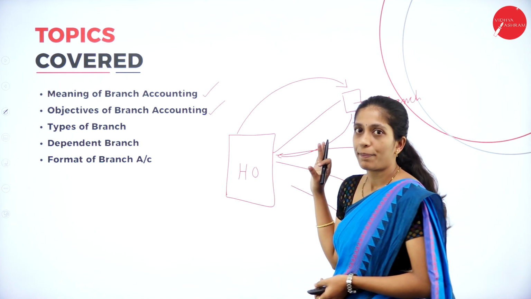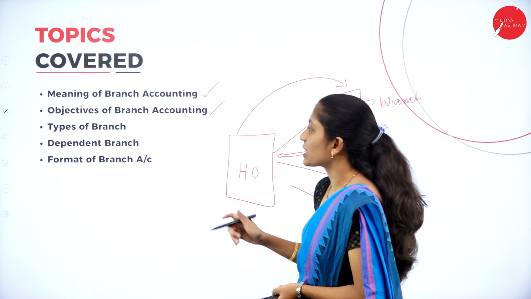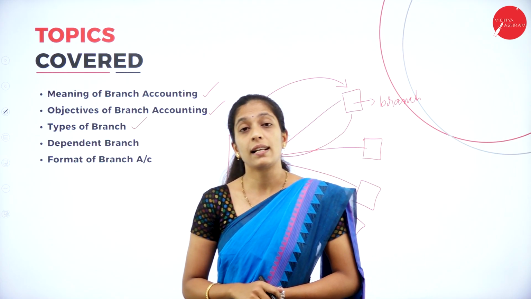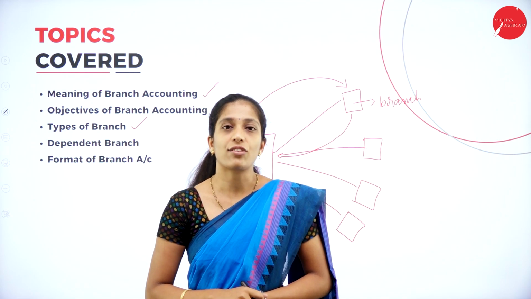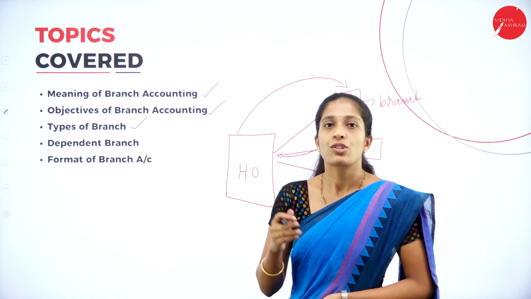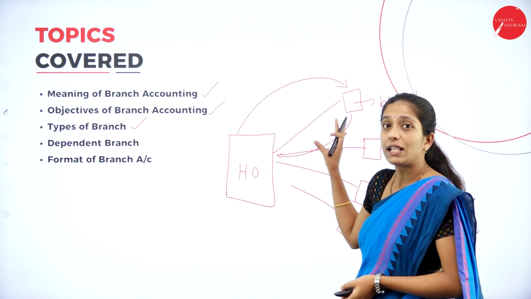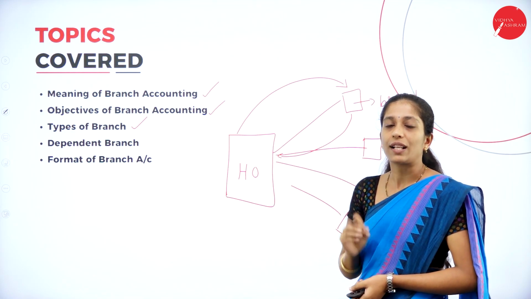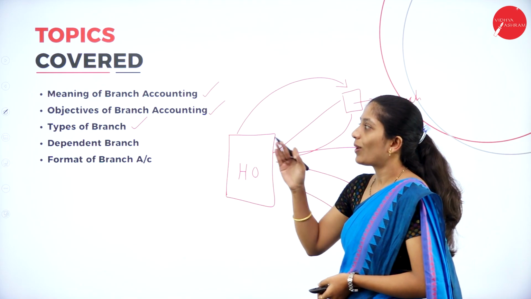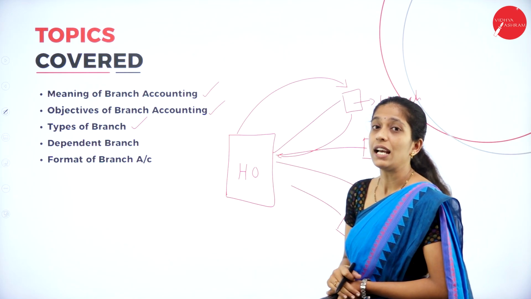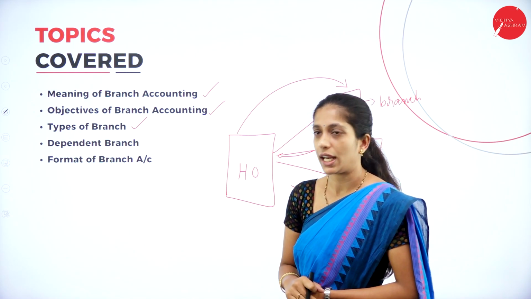So this is about branch accounting, and we have studied types of branch, where there are various types like independent branch, dependent branch as well as foreign branch. Independent branch in the sense they are not dependent on head office. Independently they are working. That is known as independent branch, whereas dependent branch in the sense what? They are dependent on head office for the expenses which they are going to incur.